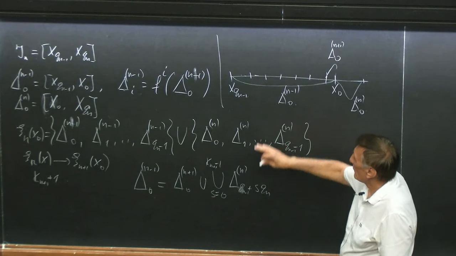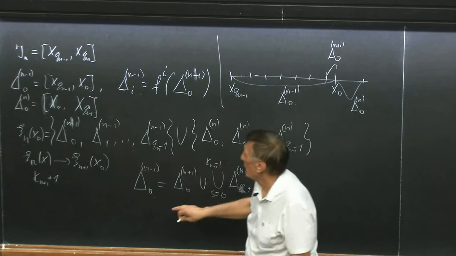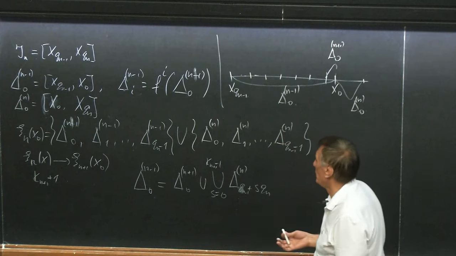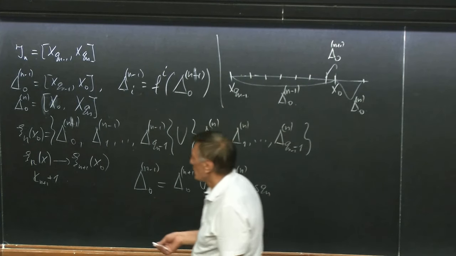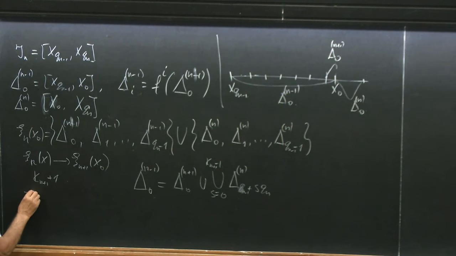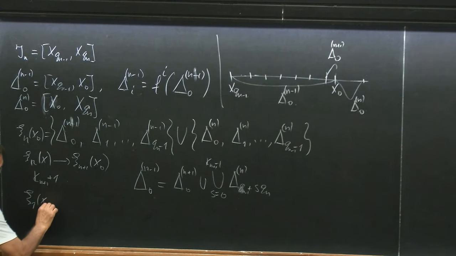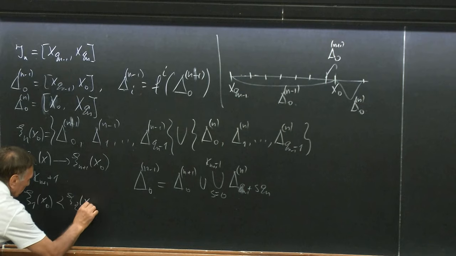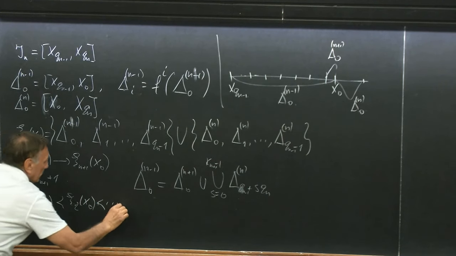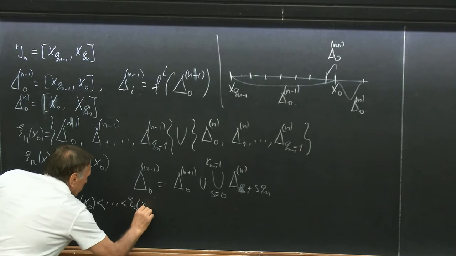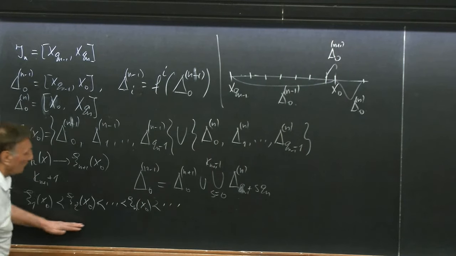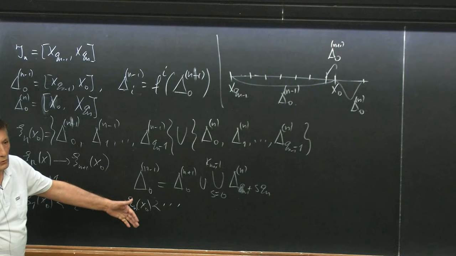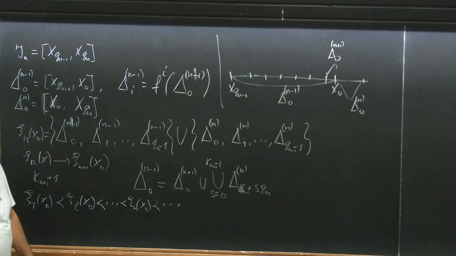So each interval of this set is divided exactly into k n plus 1 intervals of the next partition xi n plus 1. So we get in this way a sequence of increasing dynamical partitions. This means each interval of xi n is a union of intervals of the next partition.